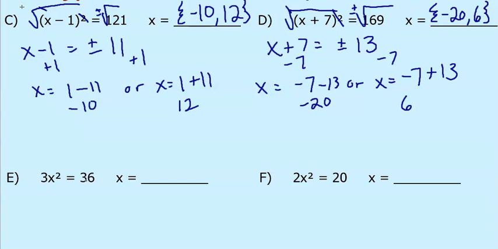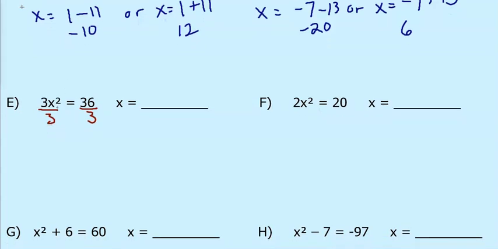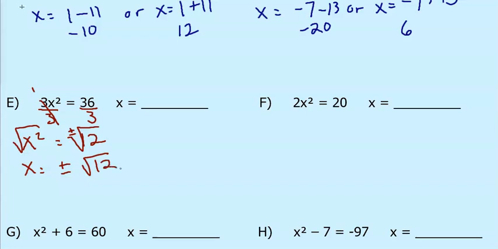E, 3x squared equals 36. So on this one, we would divide each side by 3 first to isolate the squared part. X squared equals 12. Take the square root of each side, put plus or minus. X equals plus or minus the square root of 12. That's not a perfect square, so we need to see if we can simplify it. 12 is the same thing as 4 times 3. So square root of 4 is 2. Square root of 3 can't be reduced. So here's your two solutions. X equals plus or minus 2 square root 3.